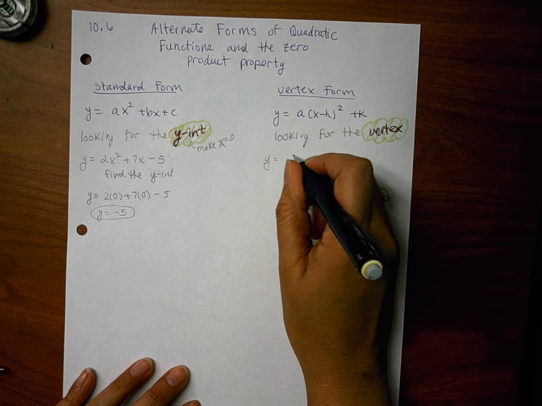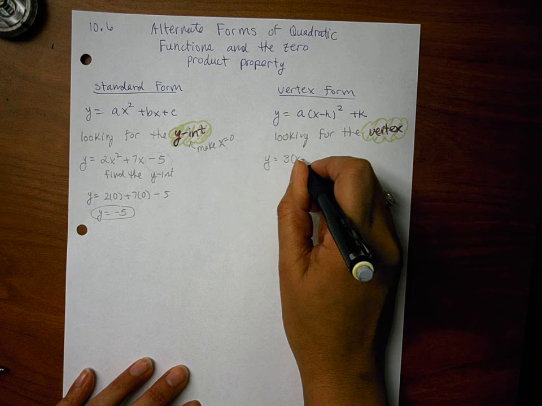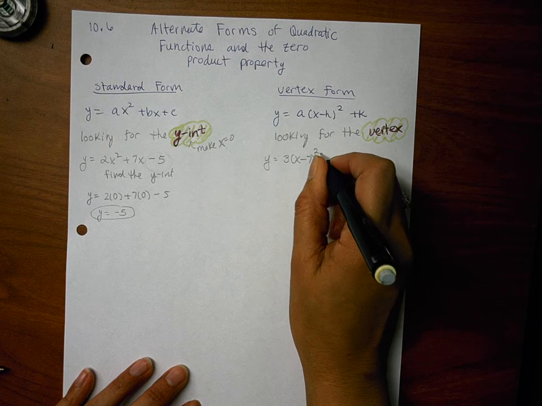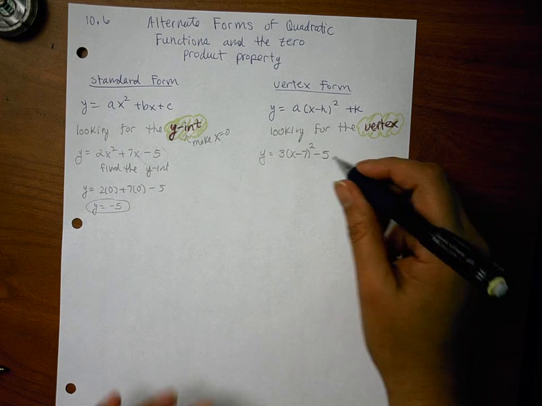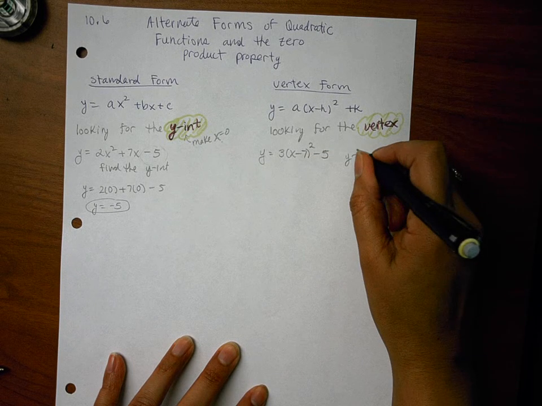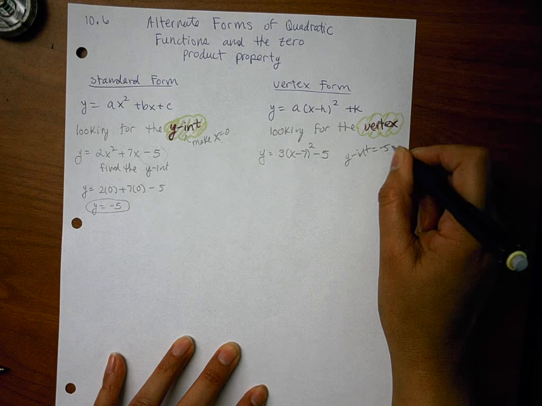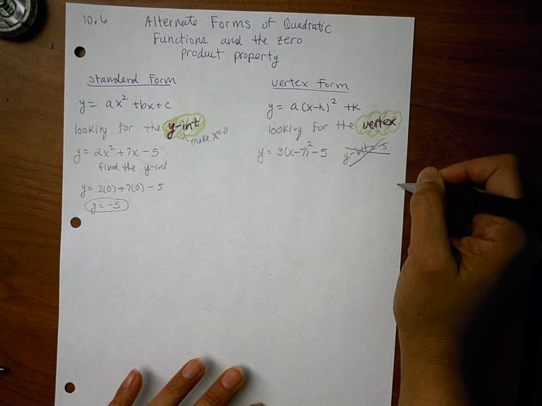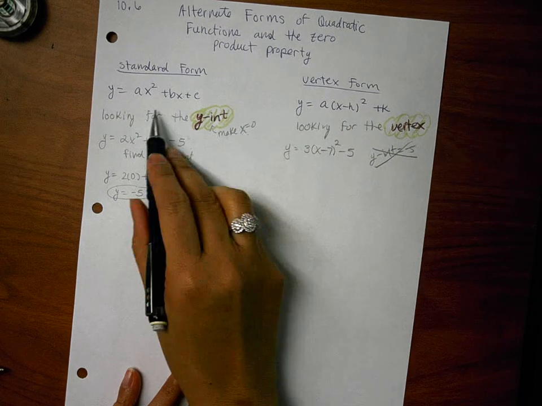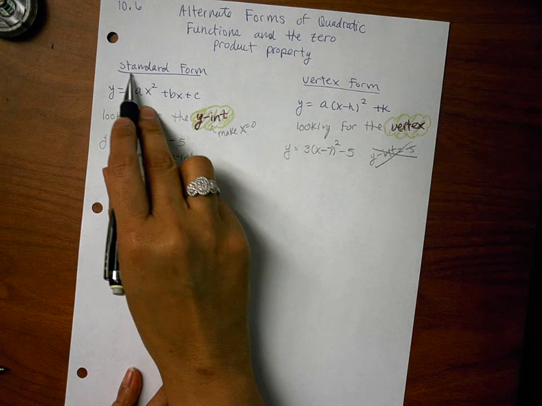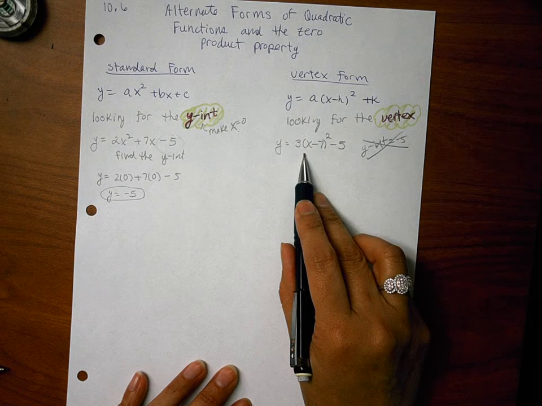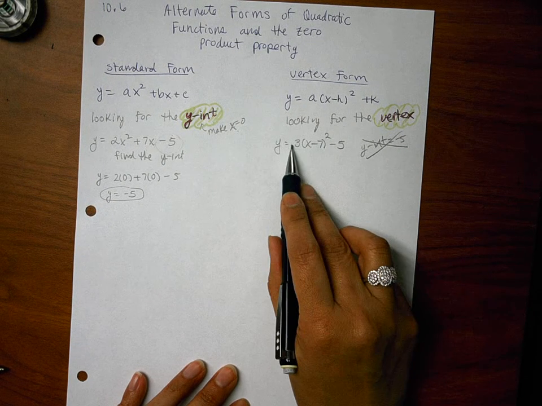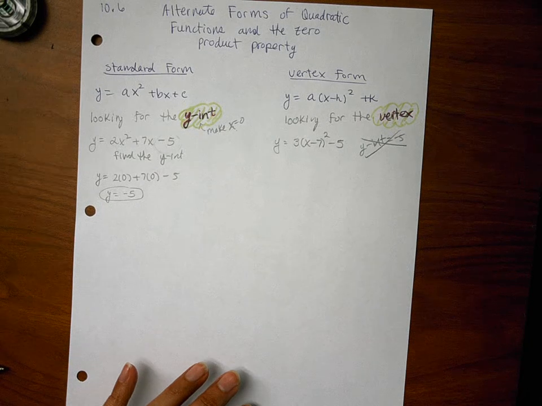Y equals 3 times x minus 7, quantity squared, minus 5. Some kids will look at this and say, oh, the y-intercept is the last number, it's negative 5. That is not true. Don't ever make that mistake. It's only the last number when it's in expanded form, the standard form. This number here is not the y-intercept. You'd have to plug in 0, minus 7, square it, times 3, subtract 5. It's a lot more of a process.